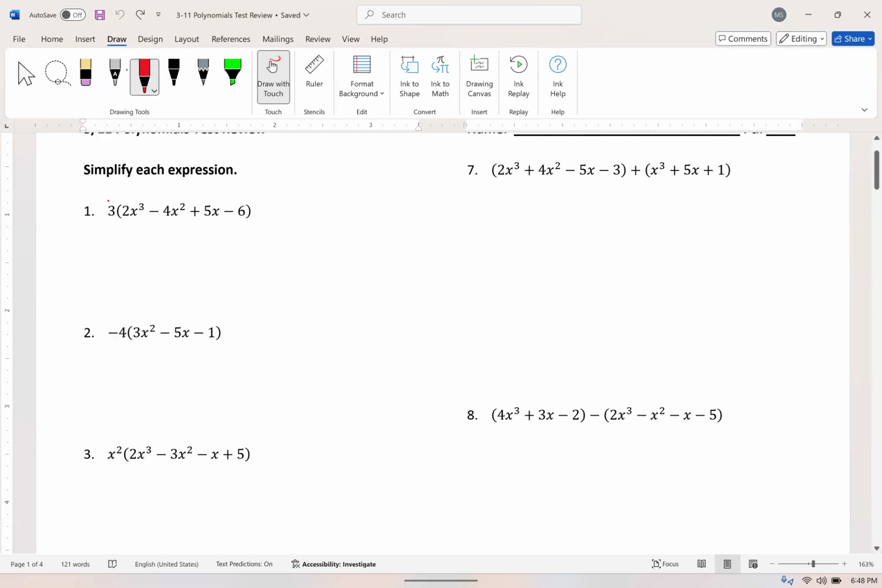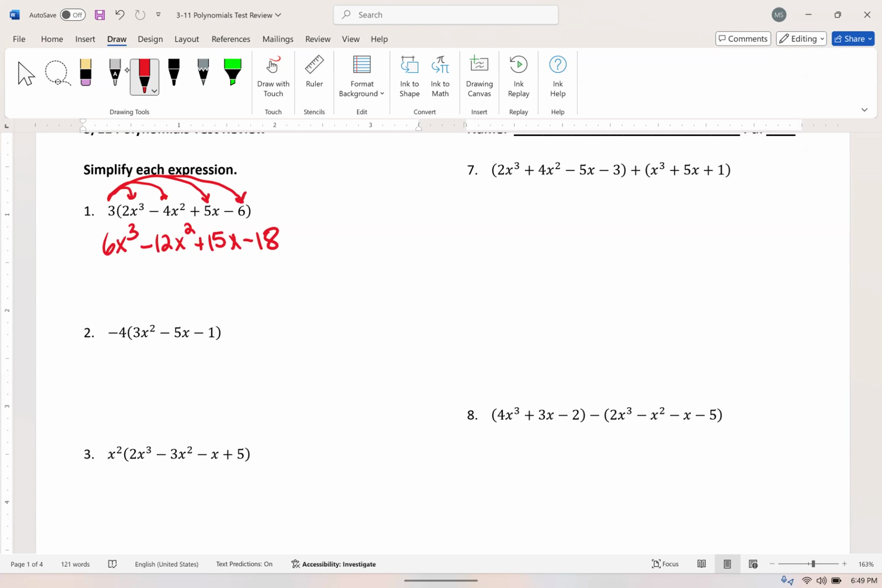All right, so we're going to multiply 3 times each and every one of these values to see what our expression is. So 3 times 2x to the third, 3 times 2 is 6, so 6x to the third. 3 times negative 4x squared, that would be minus 12x squared. And then 3 times 5x is 15x. And then finally, 3 times negative 6 is negative 18. All right, so that's the answer to that one.